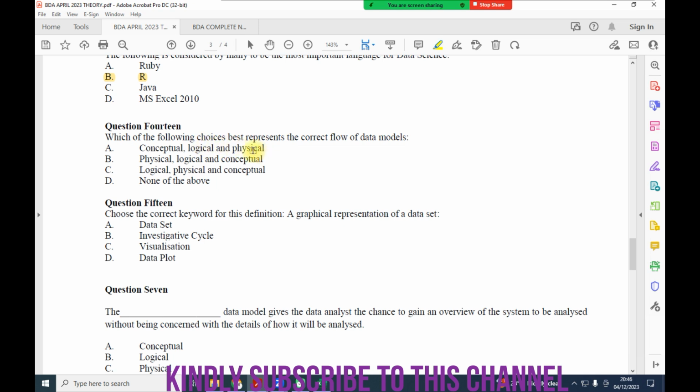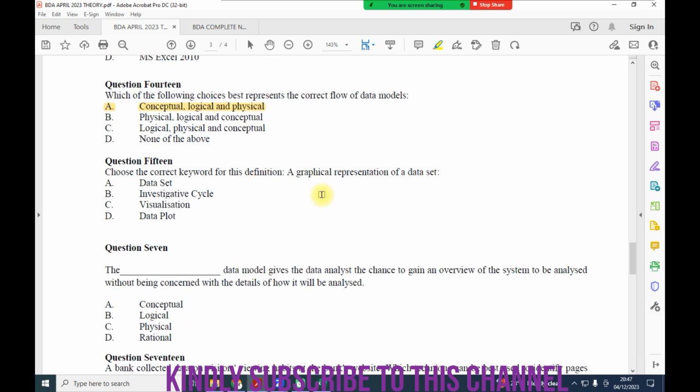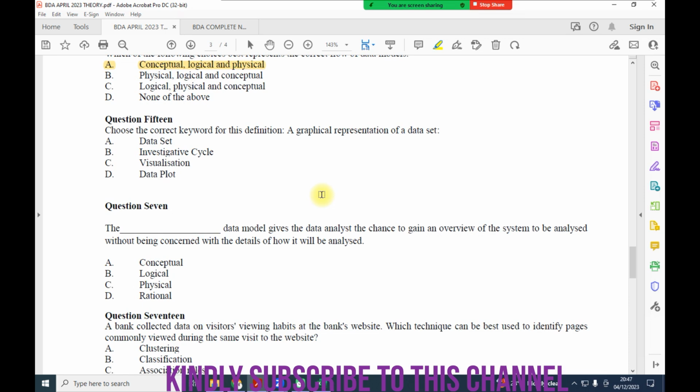The physical, we said we deal with the storage, how the database will be stored, and the technology of accessing, how the data will be accessed. Which particular technology shall we use to access the database? And again, under the physical is where we deal with the database implementation, how we shall be able to implement our physical database under the physical data model. So the correct flow starts from conceptual, logical, and then physical. Conceptual, logical, then physical.